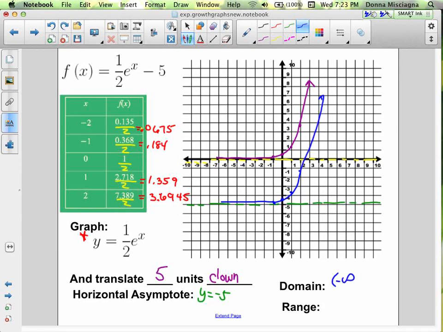Domain for all exponentials, growth or decay, all real numbers, -infinity to infinity. We shifted it down 5, so -5 to infinity is the range, and we're done. Another one done. Let's graph again.